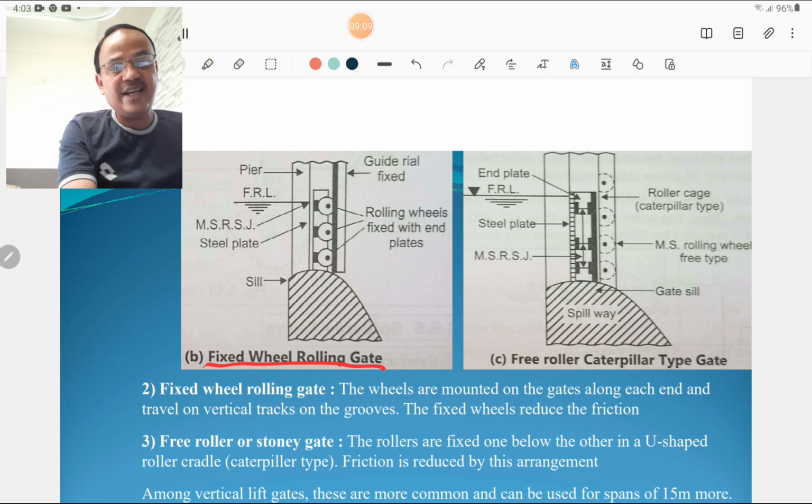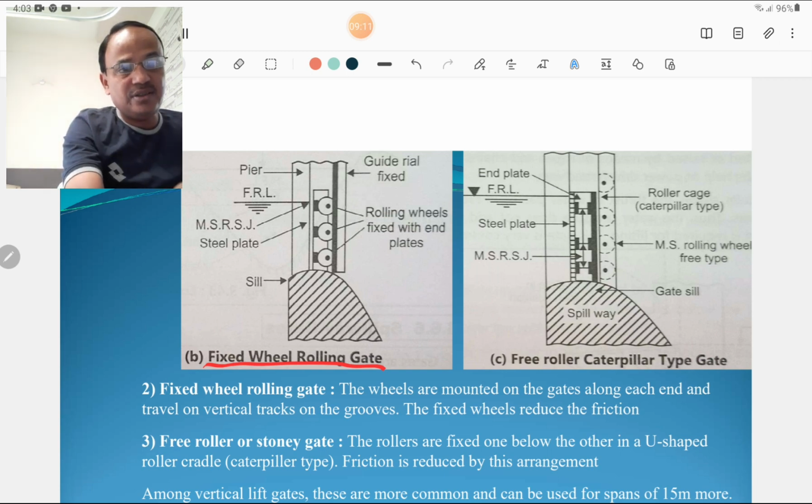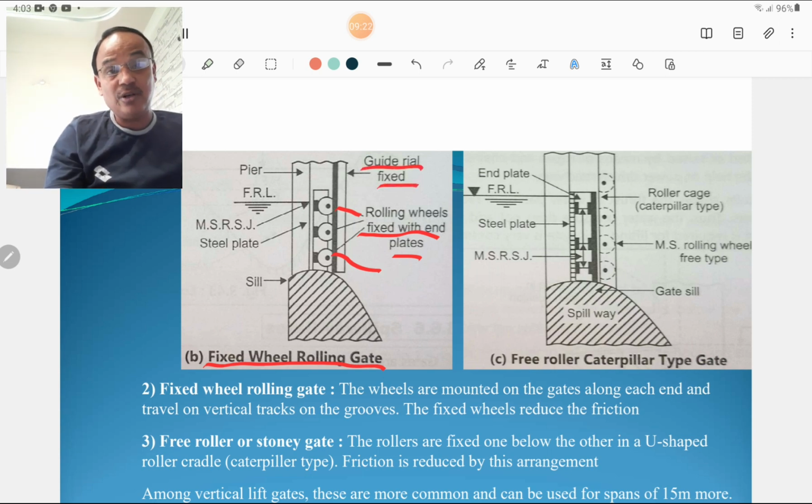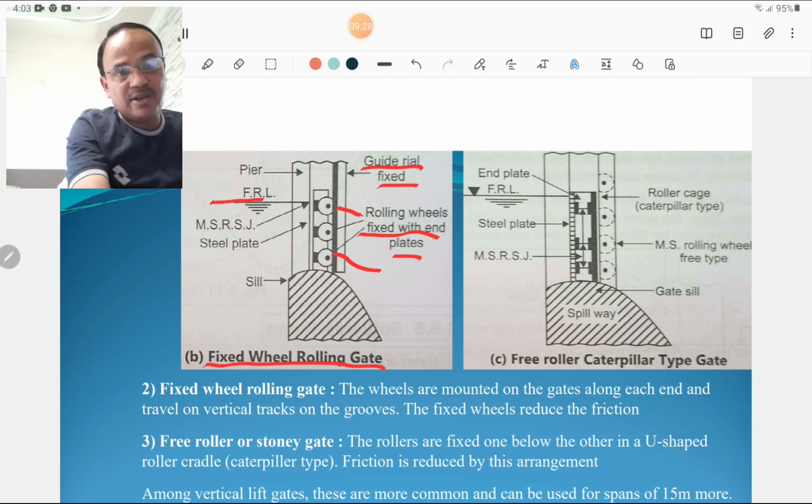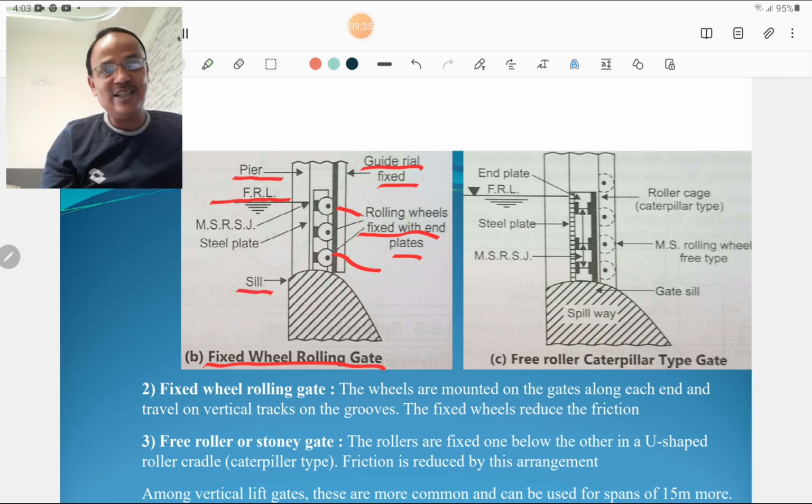The second figure, figure B, shows the fixed wheel rolling gate. The name itself indicates the wheels are fixed. These are the rolling wheels fixed with end plates. This is the end plate, and a guide rail is also fixed there for movement of the rollers or rolling wheels. This is the full reservoir level of the dam, and this is the seal of the spillway, and this arrangement is constructed within the pier. Such a part of the spillway is termed a pier.